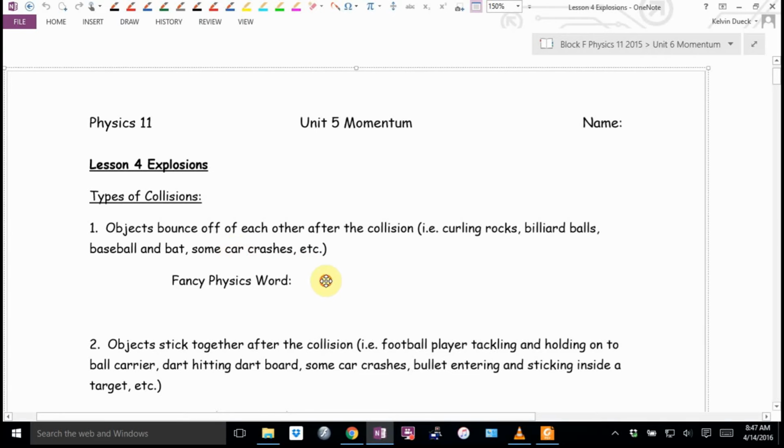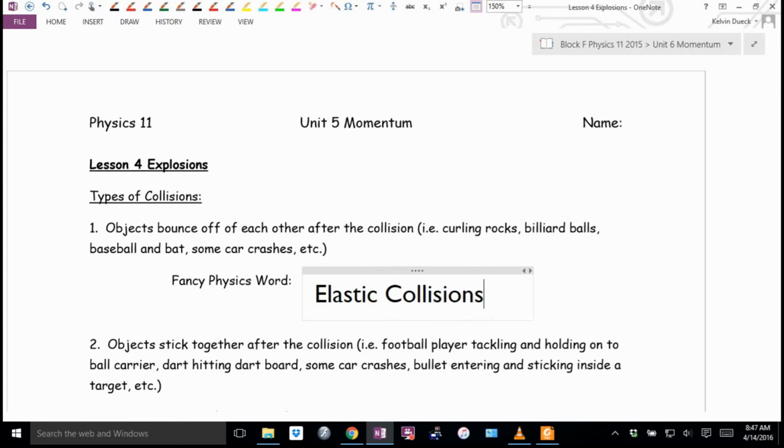We have a fancy word for that. We call these collisions elastic collisions. And the way I remember that is I think elastic band, rubber, bounce apart. Okay? An elastic collision is one where the objects bounce off of each other. Throwing a ball against a wall, having it come back to you. Okay?